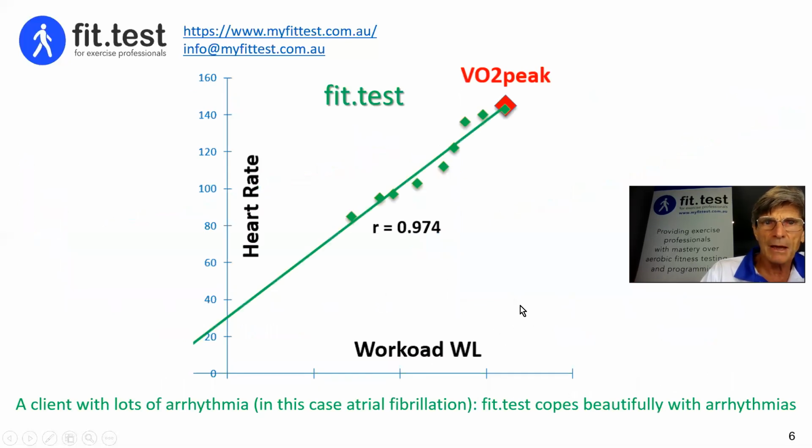Now in this example here on arrhythmias, this is an example of someone who has atrial fibrillation, and you'll see the heart rates are all over the place, but generally going in an upwards direction as the workload increases. And again, fit.test can handle beautifully these arrhythmias, these rhythm disturbances that we get, say in this case of atrial fibrillation. And although there's quite a lot of scatter of the heart rate responses, the actual linear correlation for this data set is still pretty tight at 0.974 and certainly valid enough to make this estimate of VO2 peak.